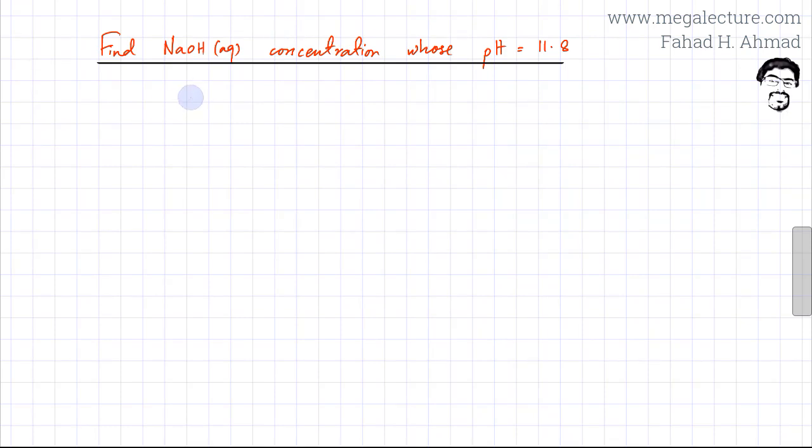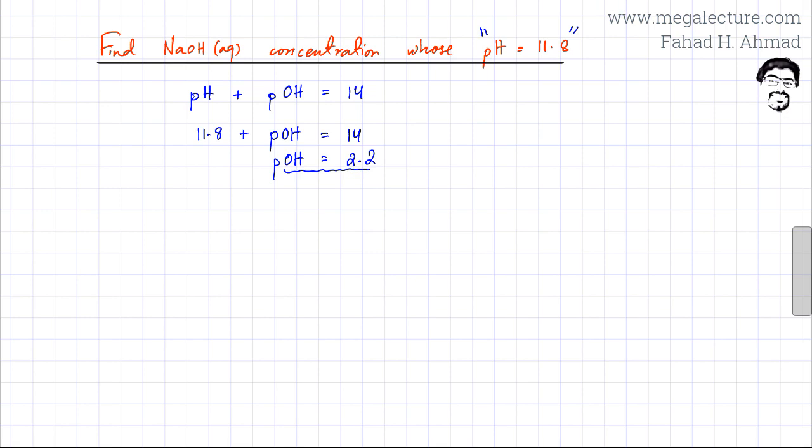Now, the way I'm going to do that is I have this expression: pH plus pOH is equal to 14. So I'm going to use this expression, and I'm going to substitute my pH value in it. So if I do that, it's going to be 11.8 plus pOH, which is unknown, equals 14. And my pOH value would then come out to be equal to 14 minus 11.8, which should be equal to 2.2. So I have this pOH value now, which is coming out to be 2.2.